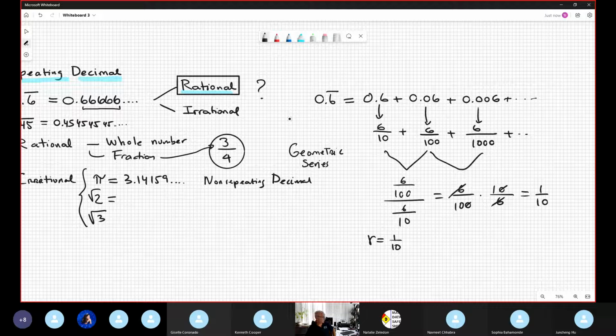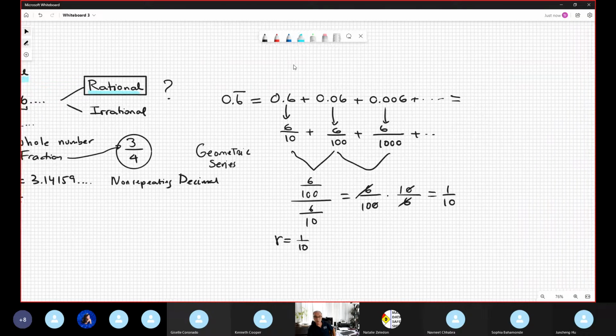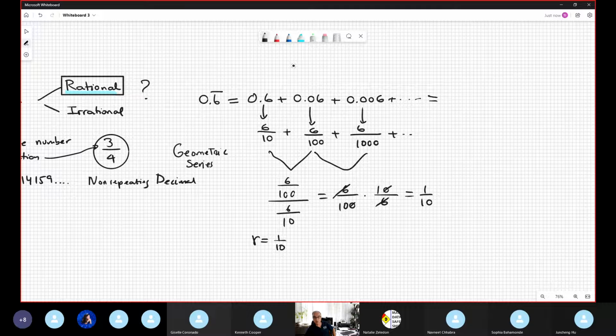My question again is, is this series convergent to one number or no? Or divergent? What do you think? 50-50, convergent, divergent. Tell me, what do you think?